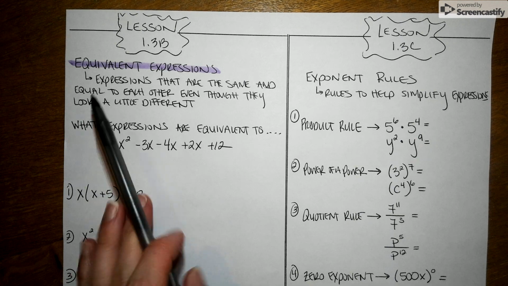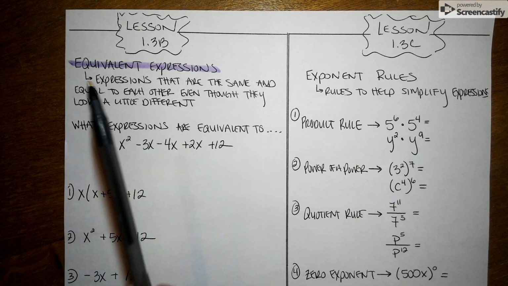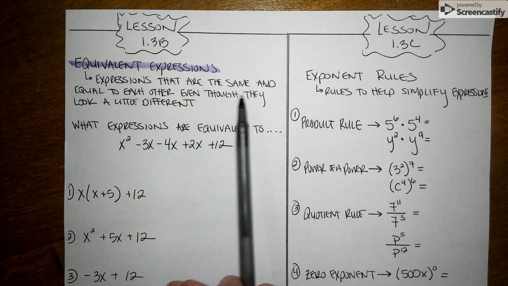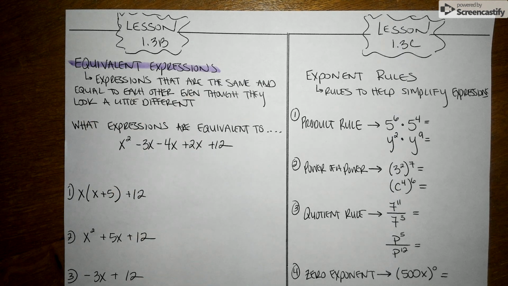So as I look under here, it says equivalent expressions: expressions that are the same and equal to each other even though they look a little different. So equivalent expressions are basically two different expressions that at first look very different in the way that they're written or in the terms that they have. However, when you take time to simplify each of those expressions, whether that's using the distributive property and/or combining like terms, they actually are equal to the same thing.